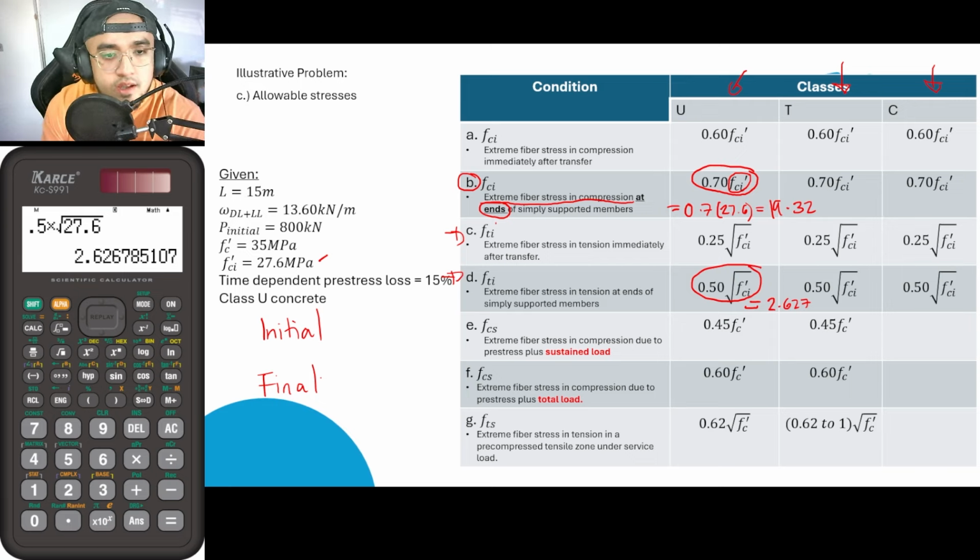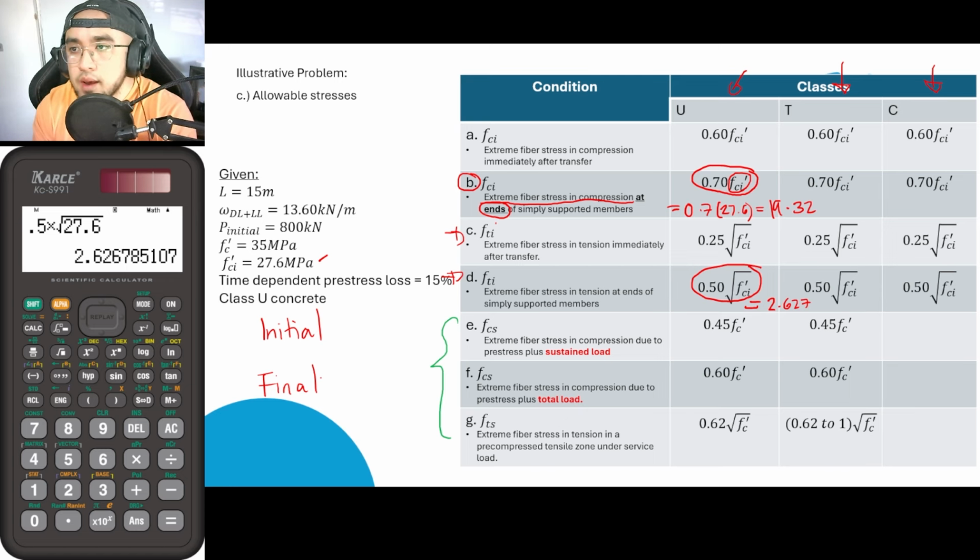Then for the final stage, let me just change the ink color. For the final stage, it will now be dependent upon these three values. So you would now be making use of this one here if you are solving for the extreme fiber stress in compression due to pre-stress plus sustained loads. And you would make use of this one here if you are analyzing extreme fiber stress in compression due to pre-stress plus total load. Okay, so which one of these will we use?